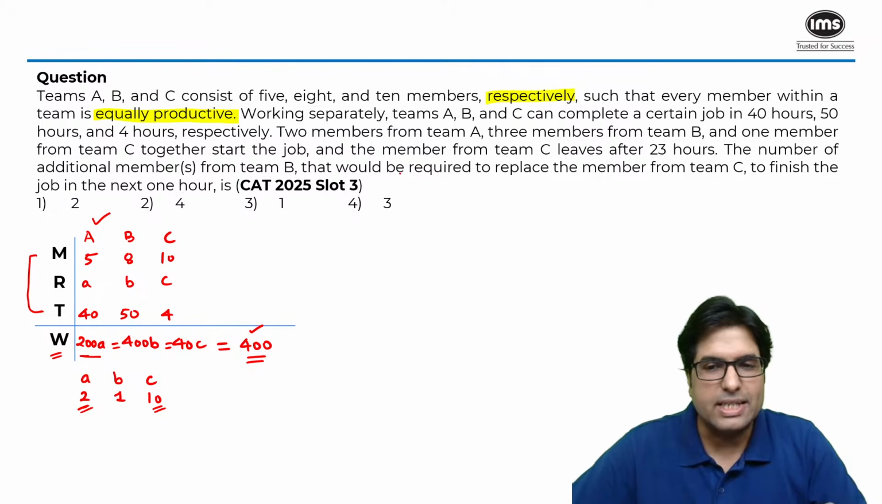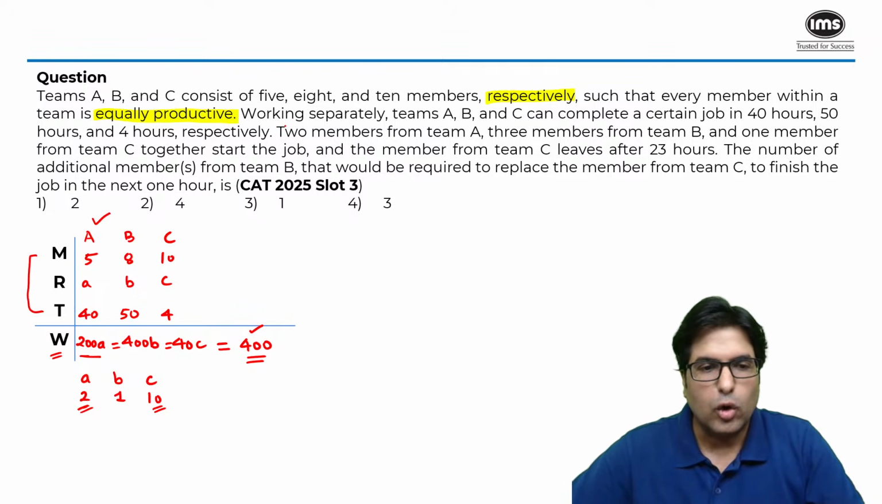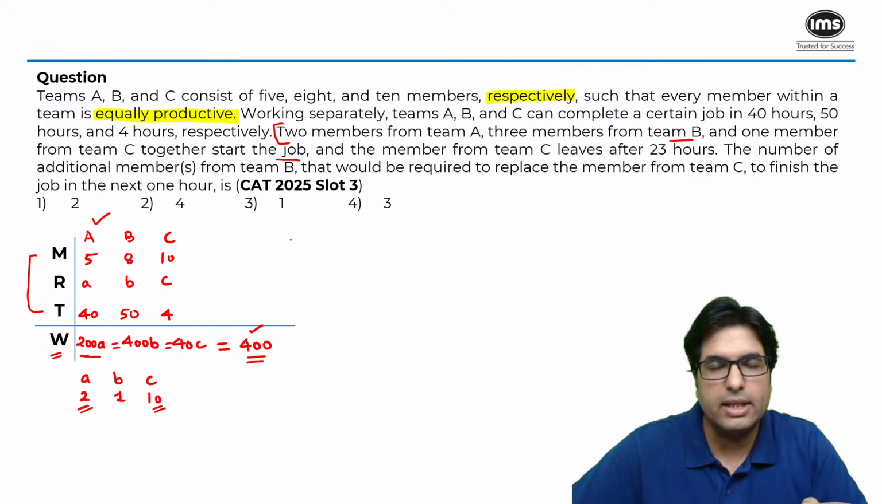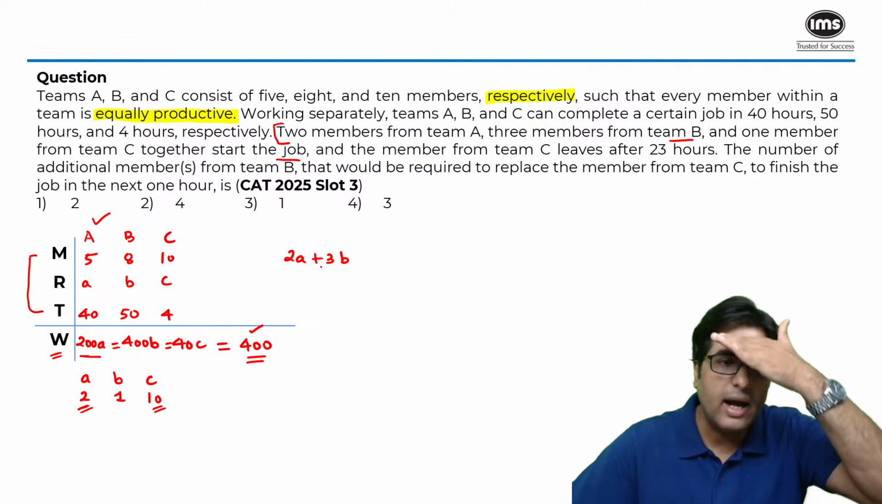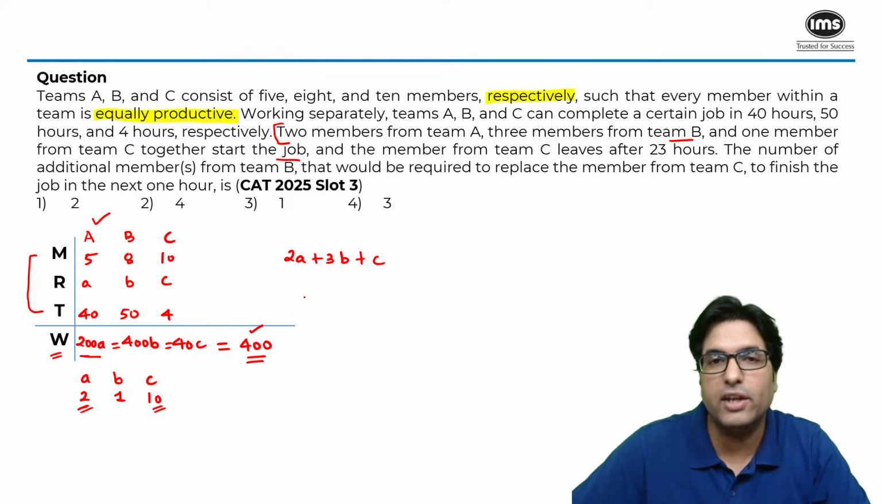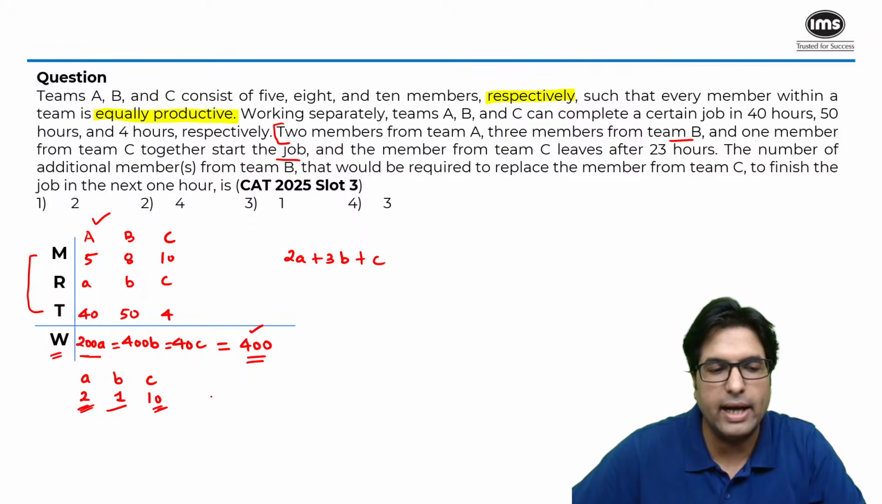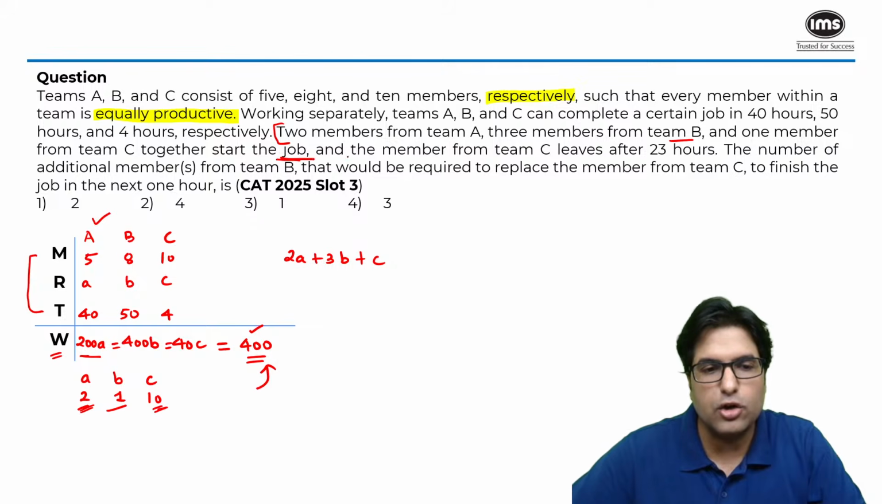Now, what else are they saying? They're saying 2 members from team A, 3 members from team B, and 1 member from team C start the job. So now, what is it that they are starting with? They are starting with 2 members from team A. So I can say 2 people multiplied with their individual rates, 2A, 3 members from team B, so we'll have 3B, and 1 member from team C, so we have C available here. Remember, the values of A, B, C are available with us, 2, 1 and 10, with the corresponding total work being 400.